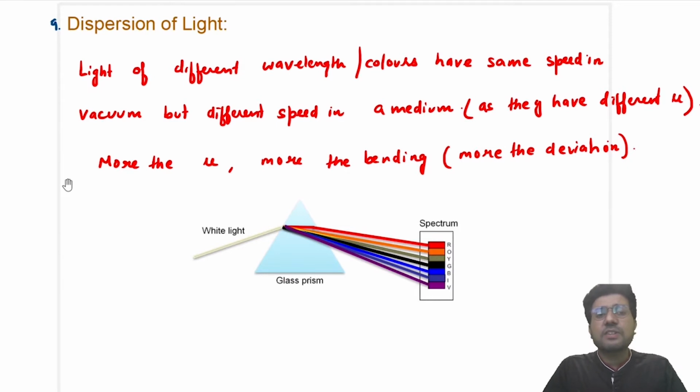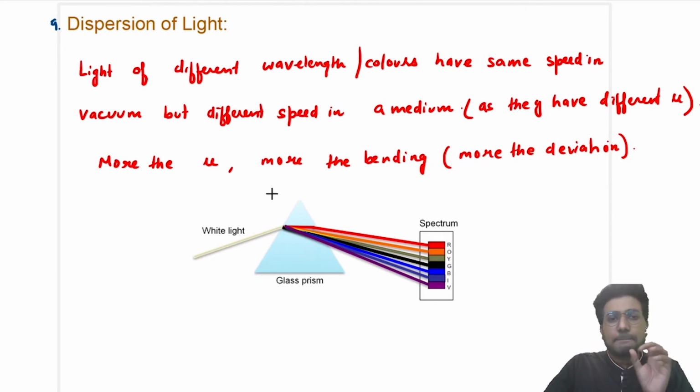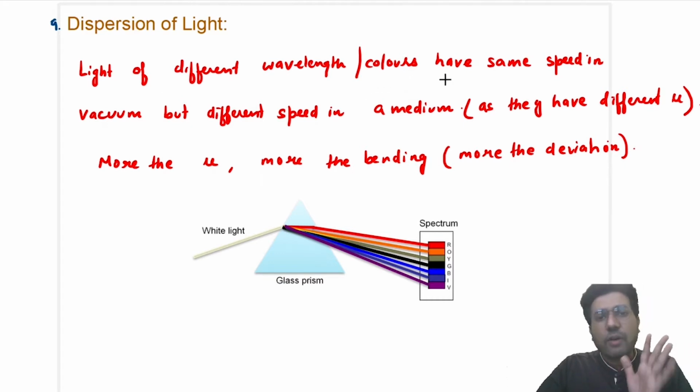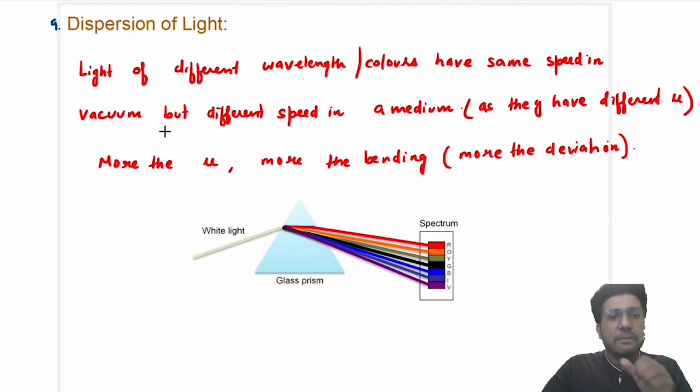So what is dispersion of light? We know that light of different colors have different refractive indices for the same medium. Light of different wavelengths or different colors have the same speed in vacuum, but in a medium they have different speeds, so that is why they have different refractive indices. If they have different refractive indices, then they will have different bending capacity.